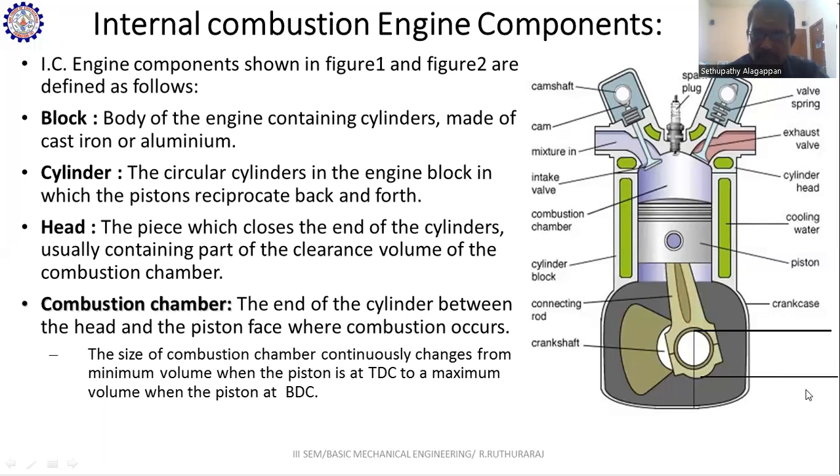The size of the combustion chamber continuously changes, with minimum volume when the piston is at TDC. TDC means the piston is at top dead center. In the cylinder, the top area of piston movement is called TDC, and the bottom area is called BDC, that is, bottom dead center. The piston movement is called the stroke. The piston moves between the bottom end and the top end inside the cylinder. That stroke length is calculated.